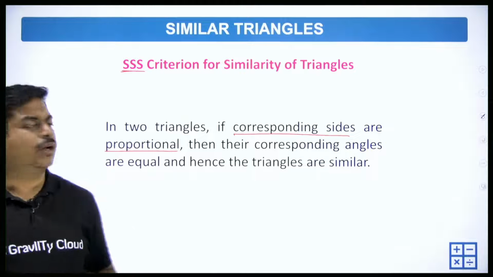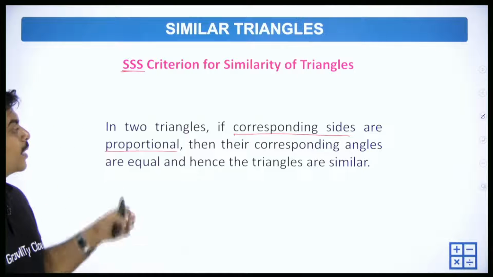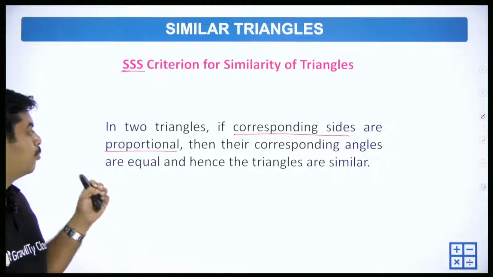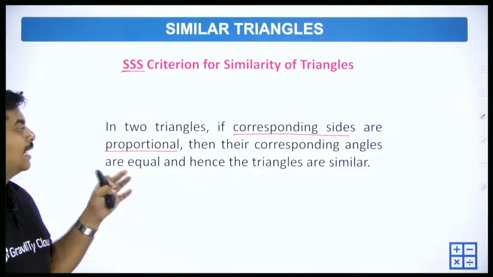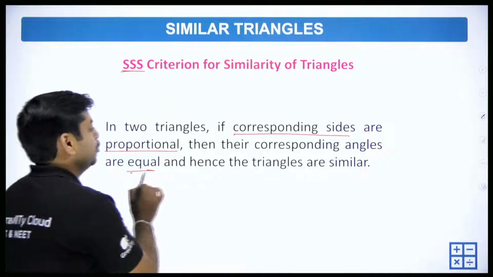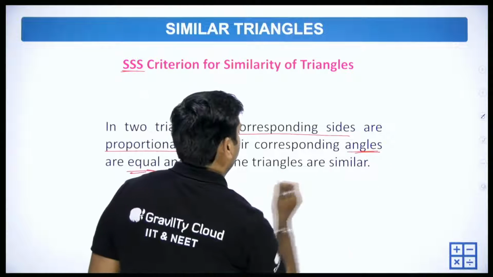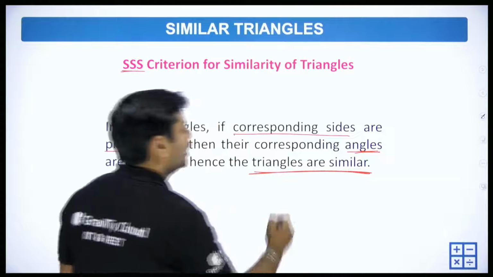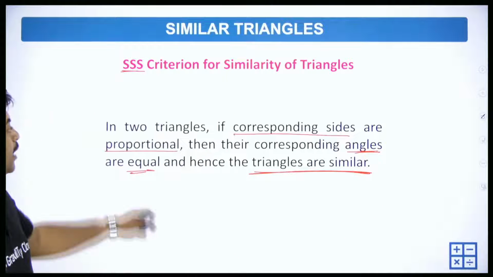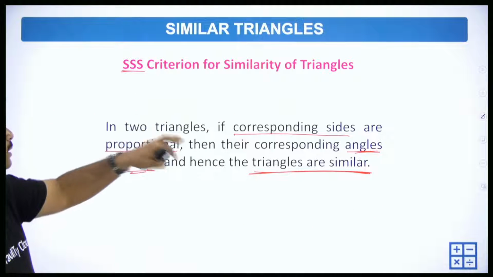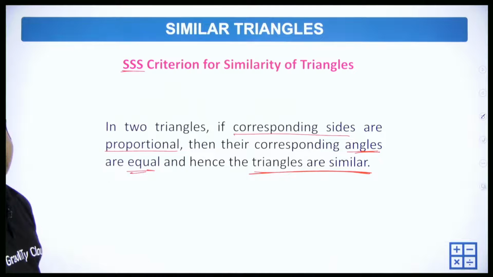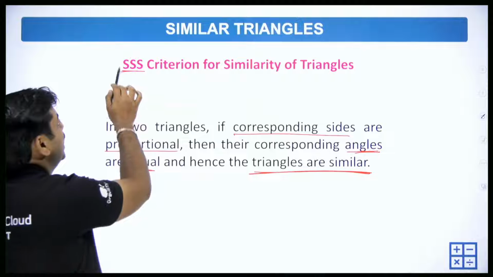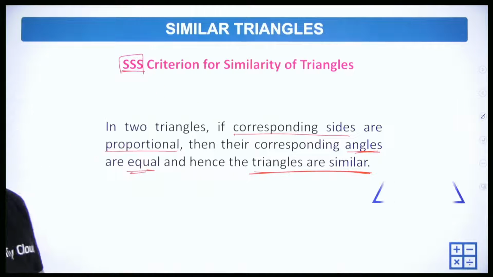So they need not be equal. If corresponding sides are proportional, then the corresponding angles are equal, and hence the triangles are similar, correct? If in two triangles, corresponding sides are proportional, then the corresponding angles are equal, and hence the triangles are similar. So this is the SSS criteria. Okay.